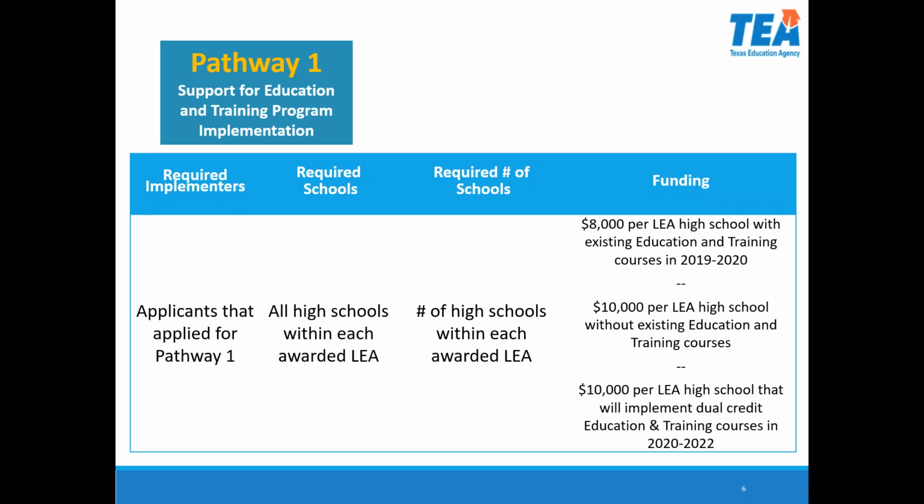There are 3 options. High schools with existing education and training courses in the 2019-2020 school year are eligible for $8,000. High schools without existing education and training courses in the 2019-2020 school year are eligible for a $10,000 amount. High schools that will be implementing dual credit education and training courses, both in the 2020-2021 and 2021-2022 school years, are eligible for a $10,000 amount, regardless of previous course offerings. The use and breakdown of these funds will be clarified in the Pathway 1 webinar.